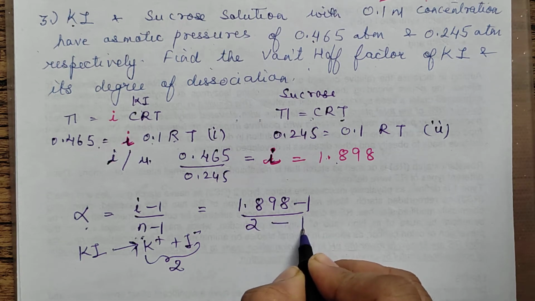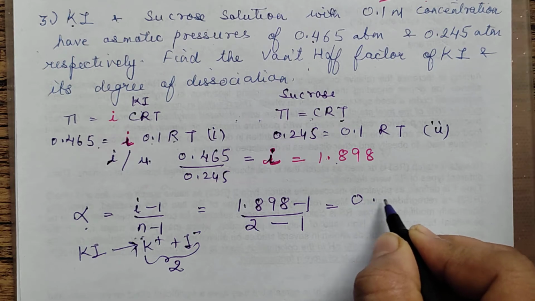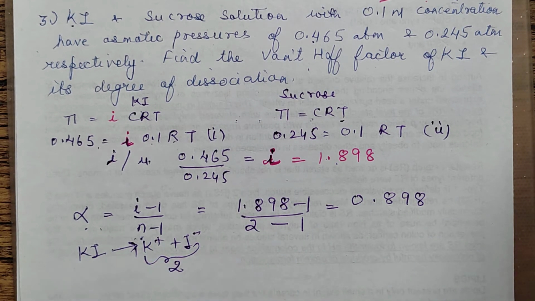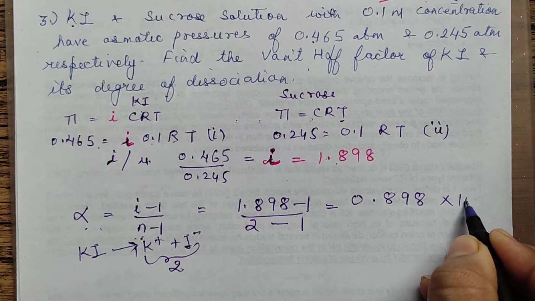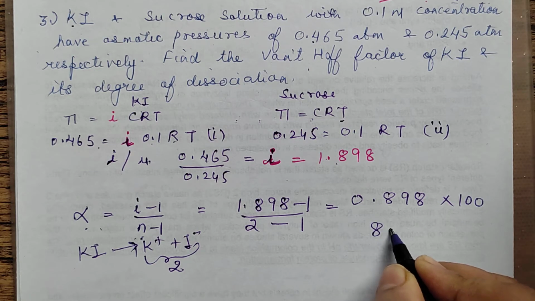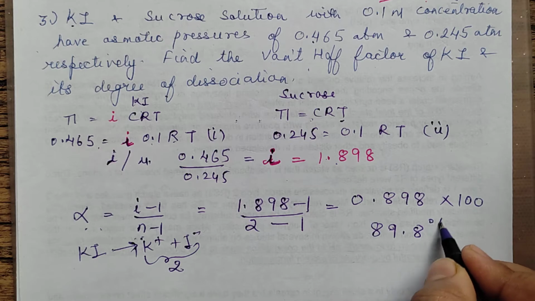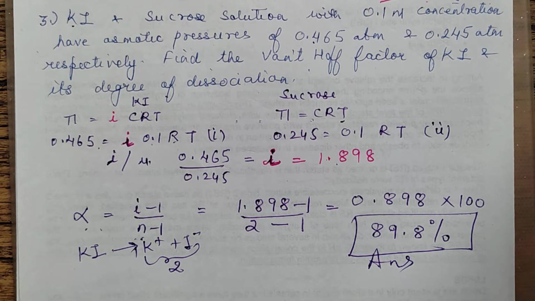2 minus 1. So when you subtract it, you will get 0.898. This much is alpha. In case they are asking you the percentage, percentage means you will multiply with 100 and the answer will be 89.8%. This will be your answer. Fine.